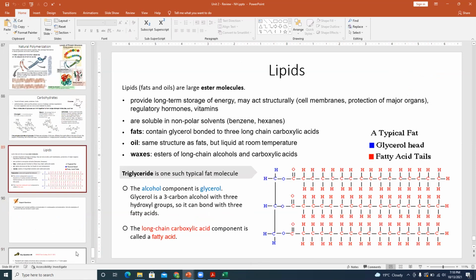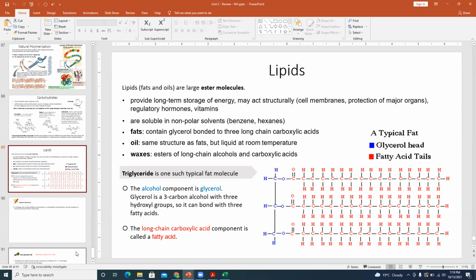And finally, we have lipids. Lipids are also a type of polymer. By lipids, I mean fats and oils. They are large ester molecules. These fats and oils provide long-term storage of energy in both animal and plant cells. They can also have a structural role in cell membranes and in the protection of major organs. They can also play a role as regulatory hormones, and they can also be vitamins.